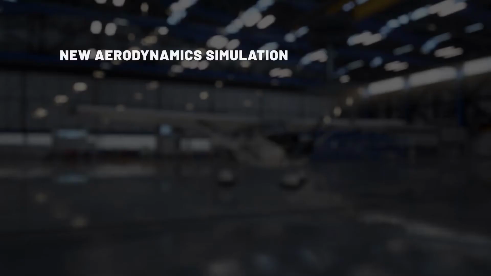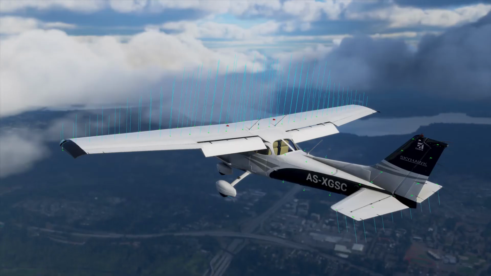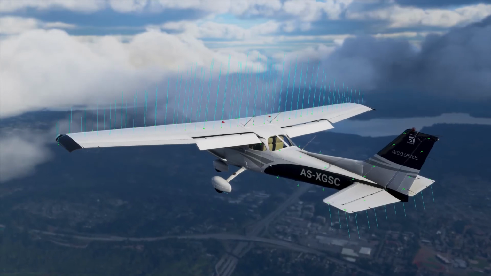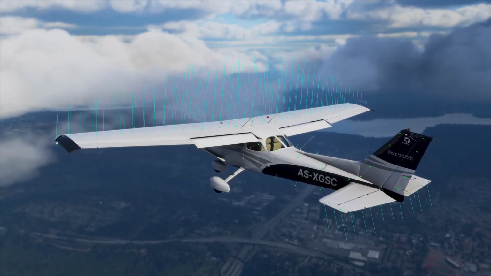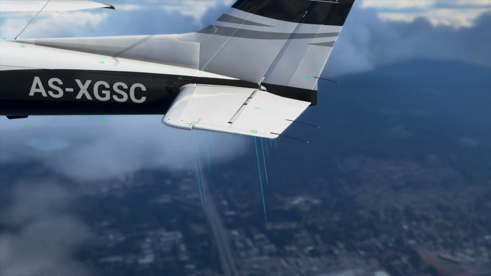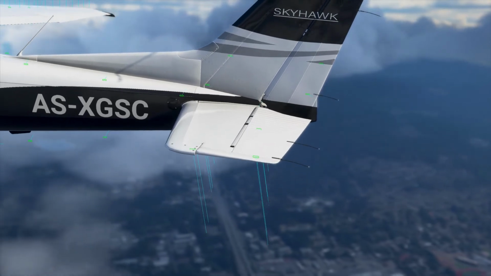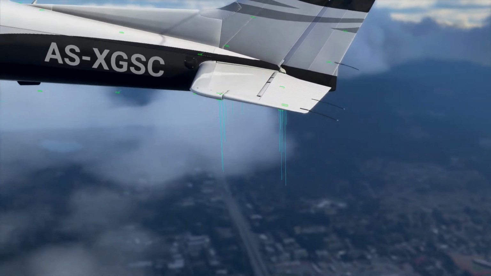So the big change we made to the system is that the aerodynamics simulation has been reworked. How we simulate now is much more advanced. We subdivide the aircraft into thousands of surfaces which are mapped over the airframe. For example, over the wings, over the fuselage, over the wheels, over the tail. There are thousands of little surfaces which are placed exactly where they should be over the geometry of the aircraft.